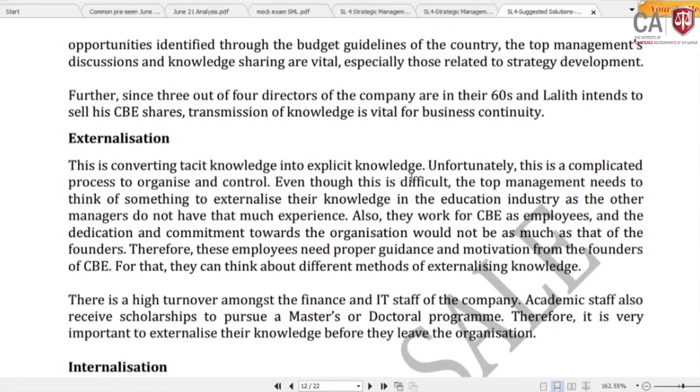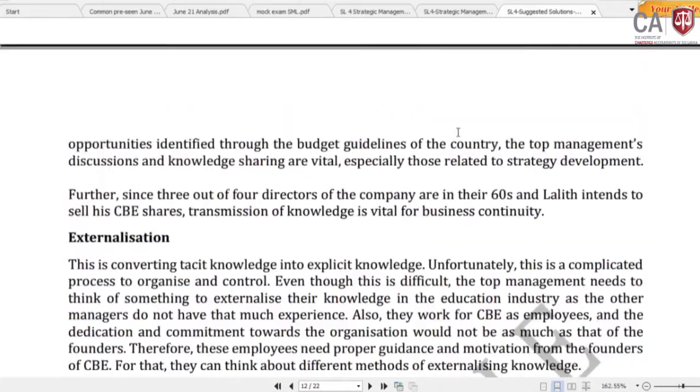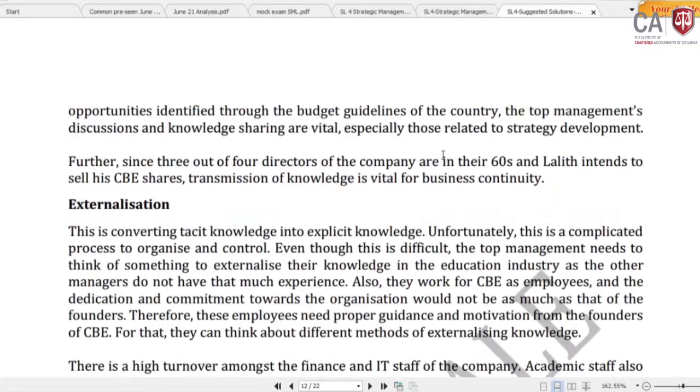So we suggest similar things. Further, since 3 out of 4 directors of the company are in their 60s and Lalit intends to sell his CB share, knowledge transmission is vital for business continuity. So we identify the same things. Most of them are near retirement age, therefore it is important to transfer their knowledge.